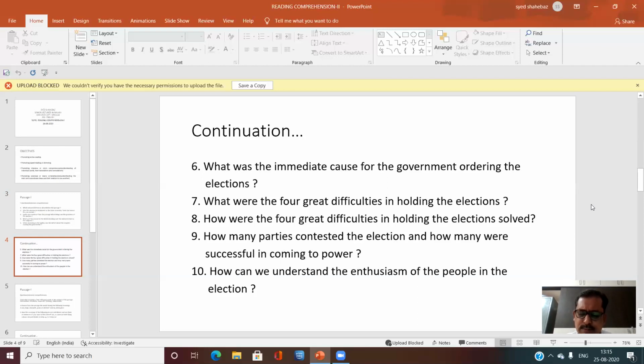The huge size of the country, preparing the electoral rolls for millions of people, the vast illiteracy of the majority of the people, and the corruption in the machinery of electioneering. These were the four great difficulties faced by the then interim government. How were the four great difficulties in holding the elections solved?